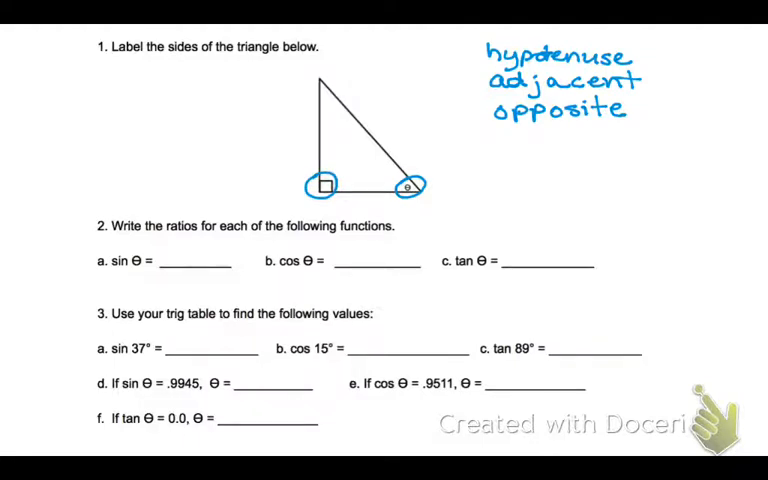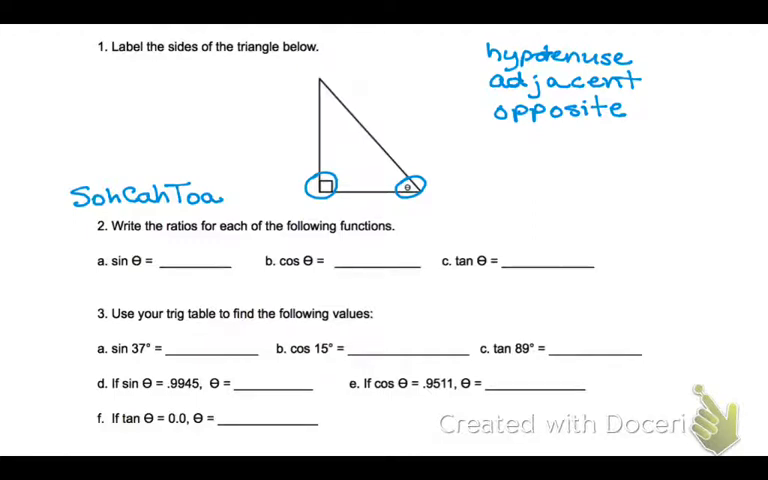Okay. So number two, write the ratios for each of the following functions. For this, you're going to need to know SOHCAHTOA. So sine of theta, opposite over hypotenuse, cosine, adjacent over hypotenuse, tangent, opposite over adjacent. You just want to make sure that you know these.